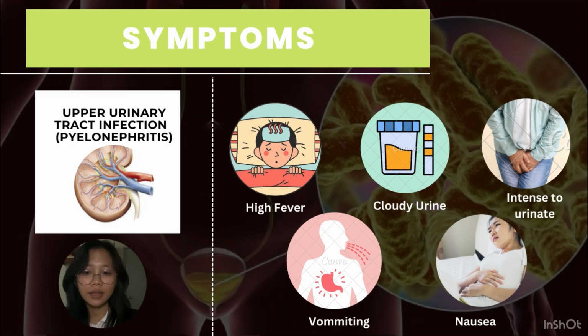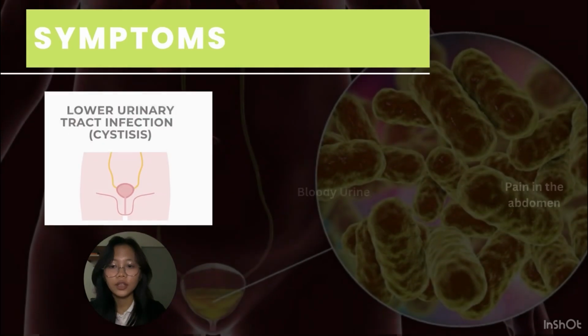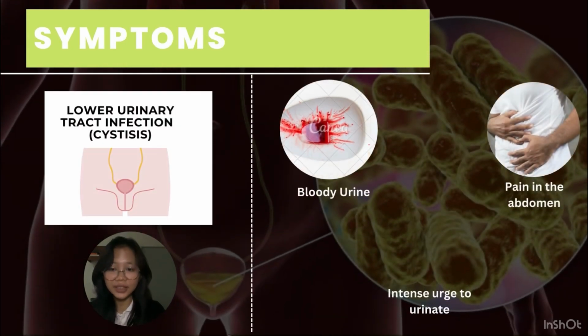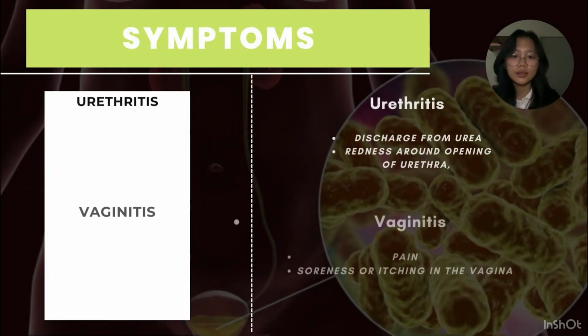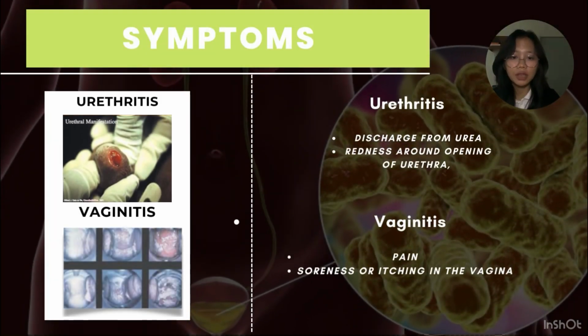UTI in the lower tract damages the urethra and also the bladder. The symptoms of an upper urinary tract infection include high fever, cloudy urine, intense urge to urinate, vomiting, and also nausea. Urinary tract infection in the lower tract damages the urethra and bladder. The symptoms of a lower tract infection include bloody urine, pain in the abdomen, and an intense urge to urinate.